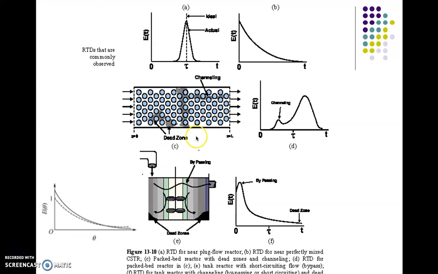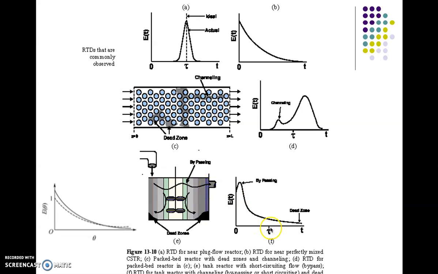Okay, so from diagram C, when we plot the E curve, it will be reflected something like this curve in D. So there's a channeling and later there will be a dead zone, alright? Okay, so diagram E actually shows the problem that exists in a CSTR or perfectly mixed reactor, where we have the dead zone and also some bypass. Normally it's supposed to go through the stirrer and only then pass through the outlet.